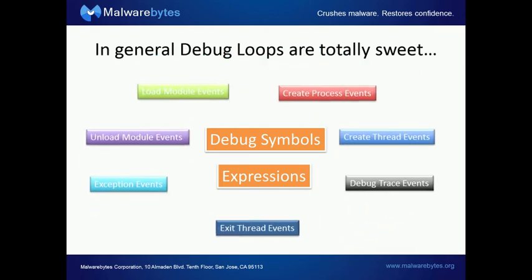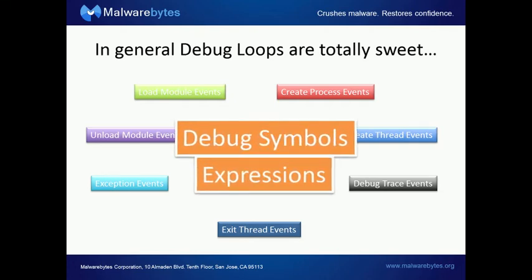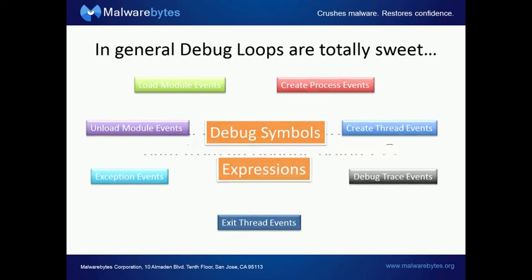That was great. They're totally cool debug loops. You can get information on when DLLs are loaded, when processes are created or exited, when threads are created or exited, trace events. It's totally useful. And what I was focusing on, my master plan, was to use debug symbols and expressions to pull that information out of the Qt executable.